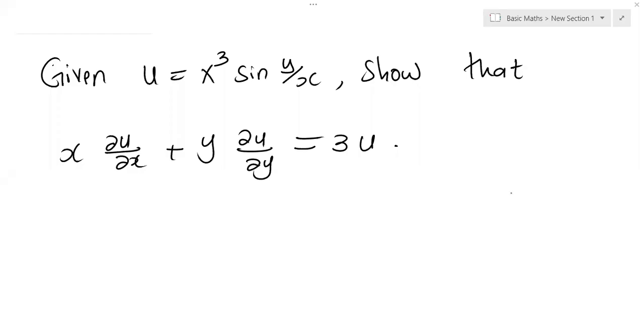Hello guys, so I would like us to tackle this question. Given u is equal to x cubed sine y over x, show that x del u del x plus y del u del y is equal to 3u.